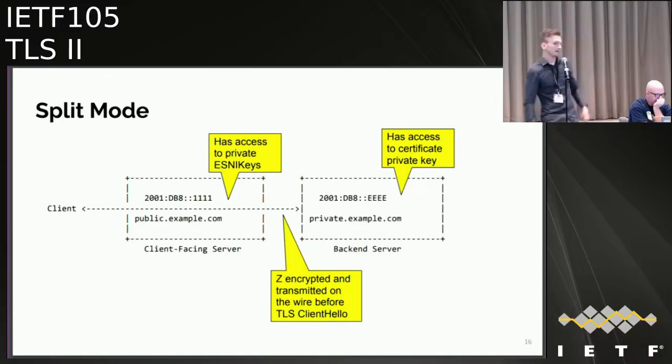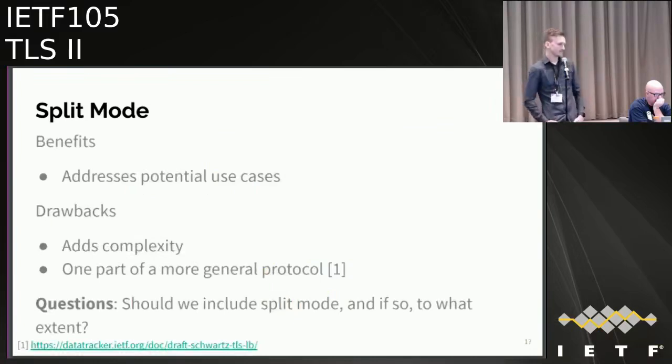Next slide, please. Benefits: there may be use cases that require this. Drawbacks, of course, are that this does add complexity to the document. And depending on one's perspective, it might constrain the things that we could possibly encrypt. You might imagine that with ESNI in only shared mode, you could potentially encrypt more than just the SNI, like ALPN, et cetera. It's also potentially part of a more general protocol that Ben will be talking about in a little bit. So I pose the question to the group: should we include it, to what extent, or drop it?